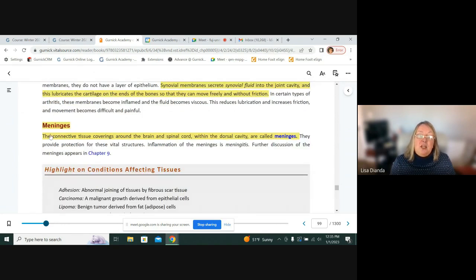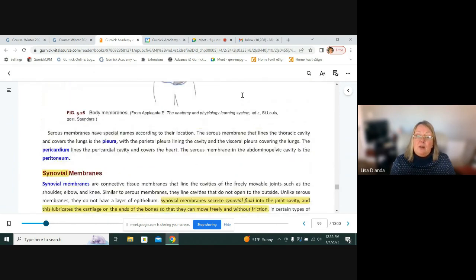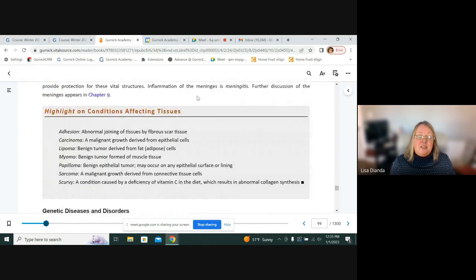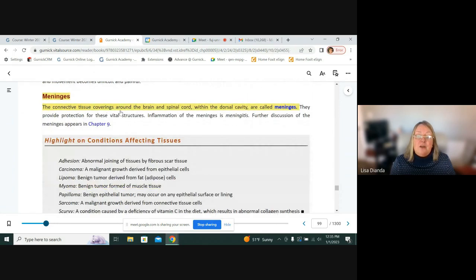And then last but not least, meninges. You can see where I'm highlighting. The connective tissue coverings around the brain and the spinal cord are called meninges. When there's an inflammation, you've heard of meningitis.